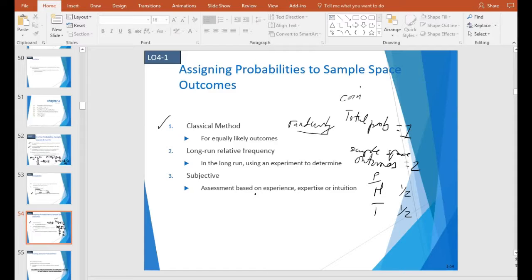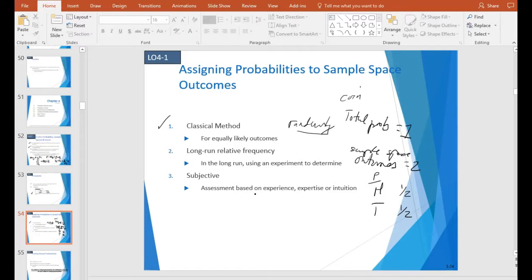Long run frequency is different. It's when we don't know the probability of certain events, or I guess certain sample space outcomes, for whatever reason. We run an experiment to determine those.